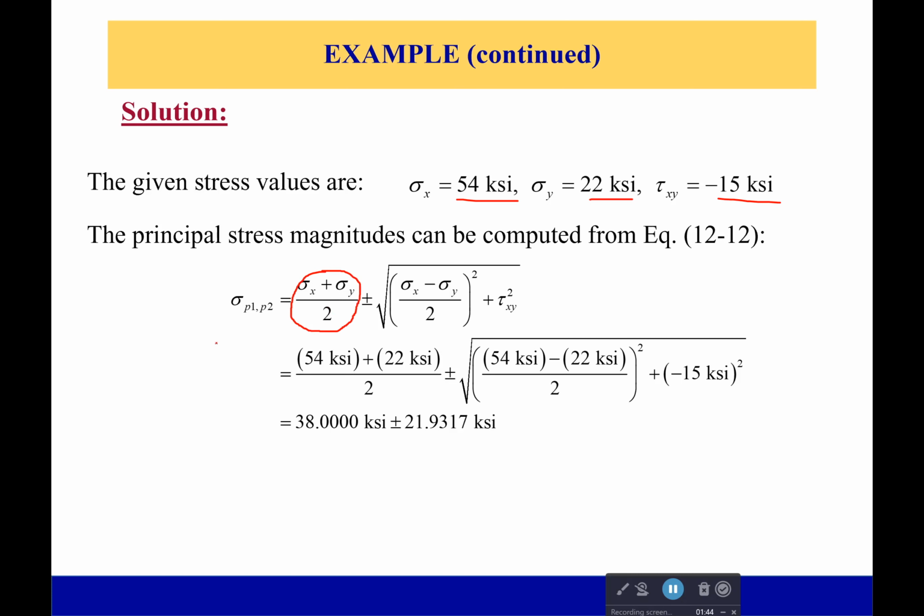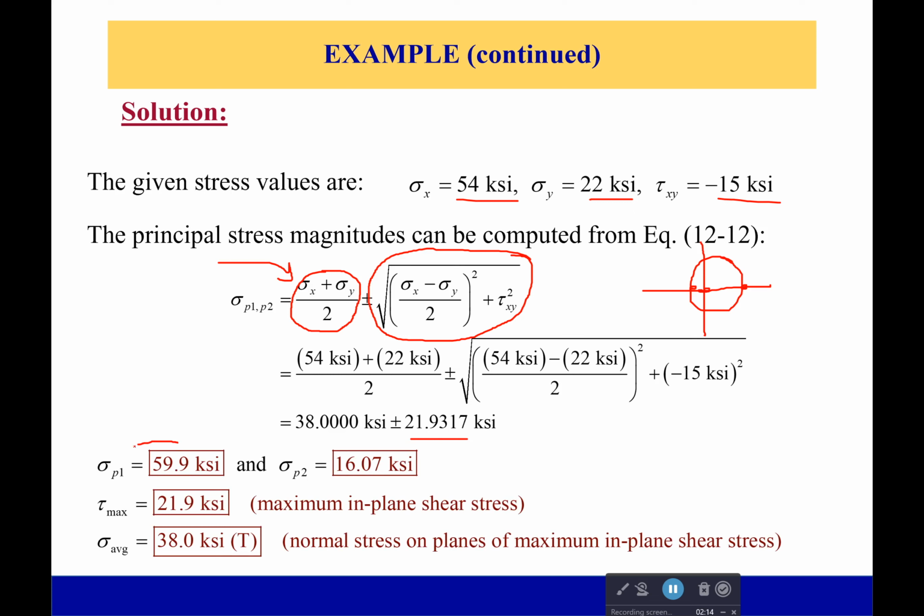Also, this kind of points at Mohr's circle. So if you really like Mohr's circle, you could do this. This right here would be the radius of the circle. This would be the center of the circle. And then from that, you can get all the stress states. So if you drew that, you'd find some point like this. That's the average. And then from that, you could say, okay, well, here's principal 1, here is principal 2. And so what we get is 38 plus or minus 21.9317 ksi.